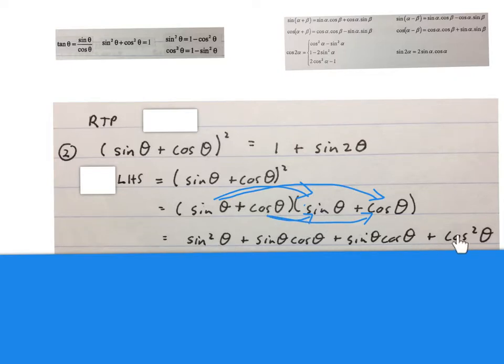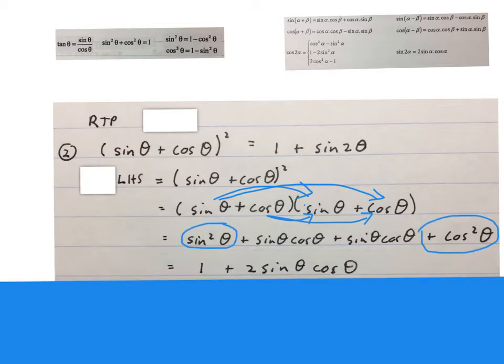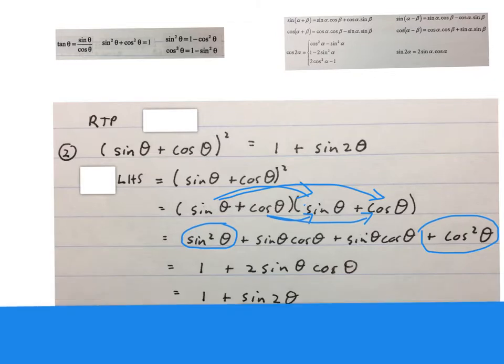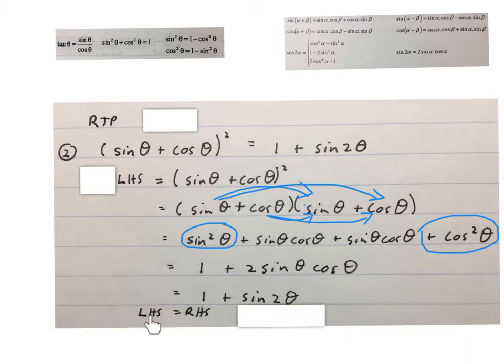Then you can simplify this. Sine squared theta plus cos squared theta gives you 1 from our identity up here. And we add these 2 terms, we get 2 sine theta cos theta. Then we keep the 1 and 2 sine theta cos theta from our identities. We know is sine 2 theta. Then you just have to write left-hand side equals right-hand side.